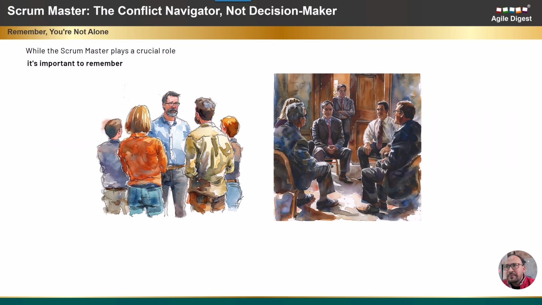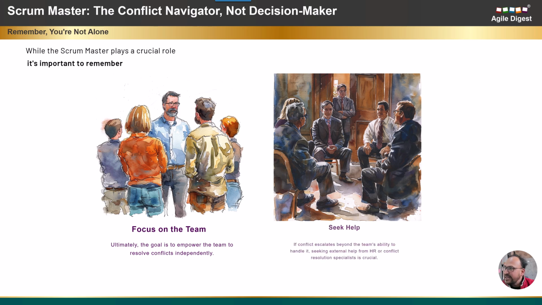So while the Scrum Master plays a crucial role, it is important to remember that you as a Scrum Master need to focus on the team. Ultimately, the goal is to empower the team to resolve conflicting situations independently, and if needed, you can seek help. If conflict escalates beyond the team's ability to handle it, seeking external help from HR or a conflict resolution specialist is crucial. We'll talk about these different activities in more detail in our episode 2.